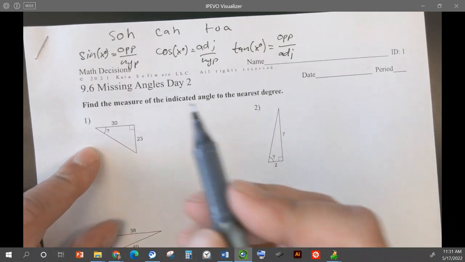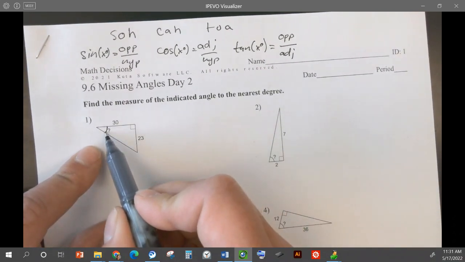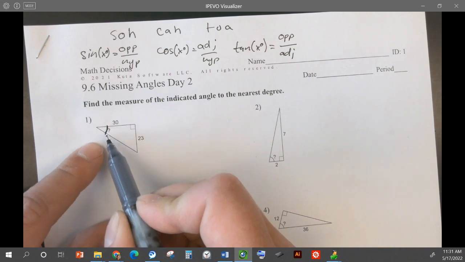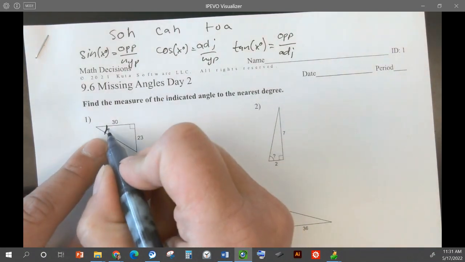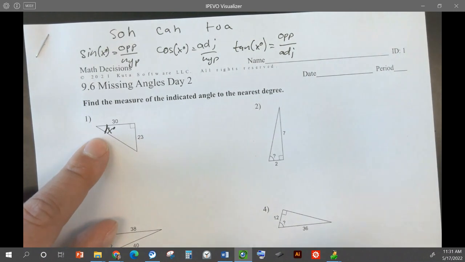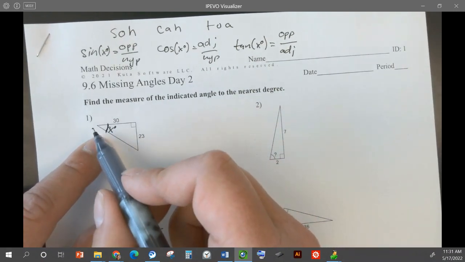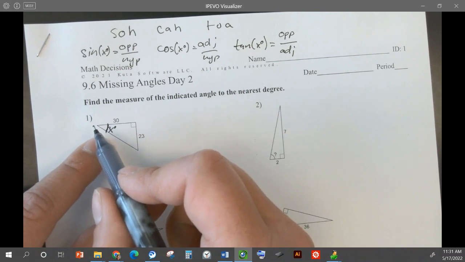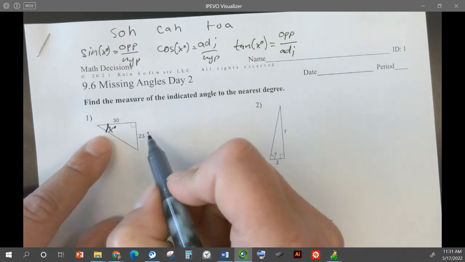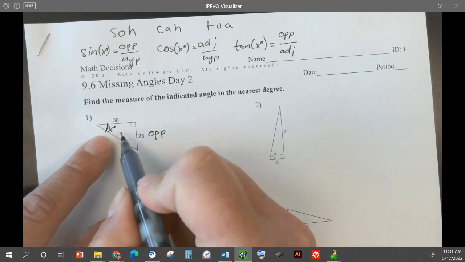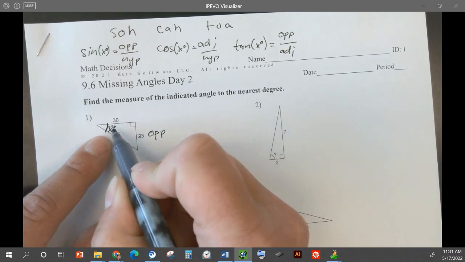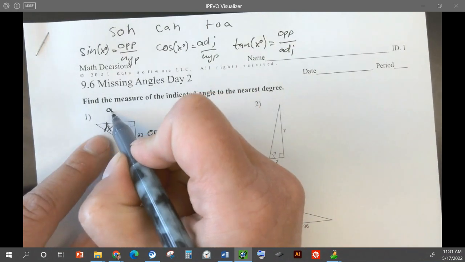All right, so now I'm gonna start on number 1. So I've got this angle. I'm just gonna call it X. You can call it whatever variable you want. And then I'm gonna label the sides based on this angle that I'm trying to find. So I have the opposite side, and I have the adjacent side.